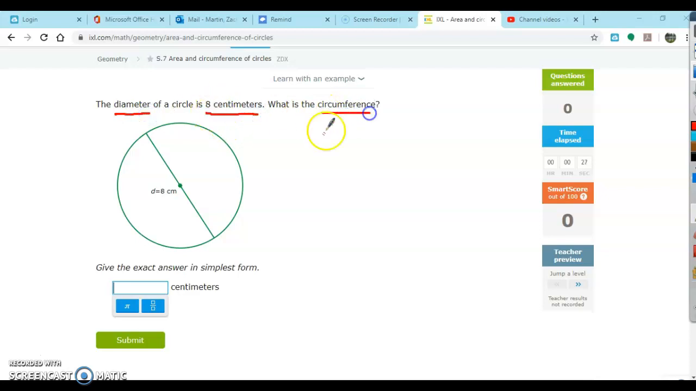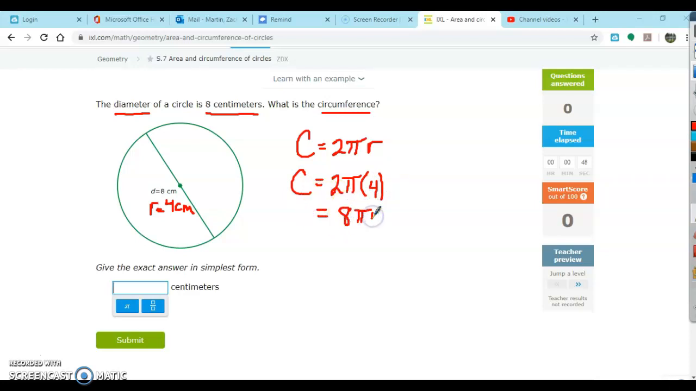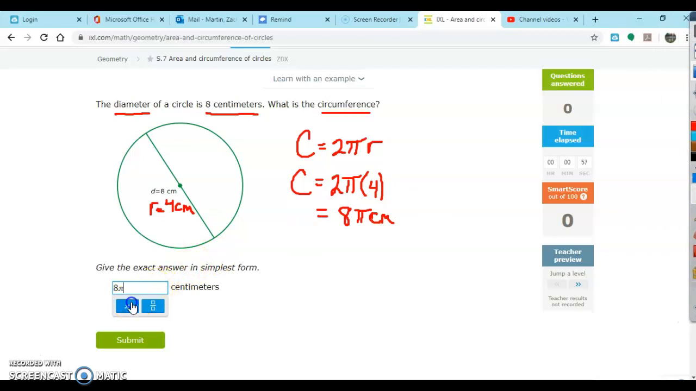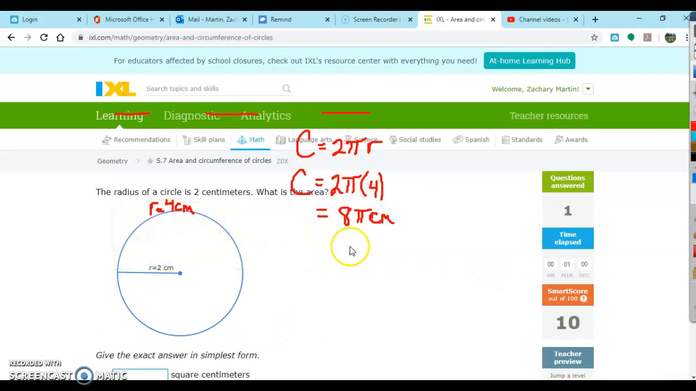What's the circumference? Well, the formula for circumference is 2 pi r. So we need the radius. If the diameter is 8 centimeters, the radius is going to be 4 centimeters. So the circumference for this circle is 2 pi times 4 centimeters, which is 8 pi centimeters. Our exact answer, no decimals in this case, in the simplest form, is 8 pi centimeters. That's the circumference of that circle.